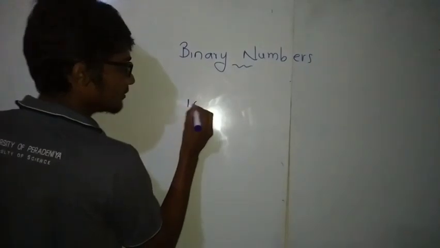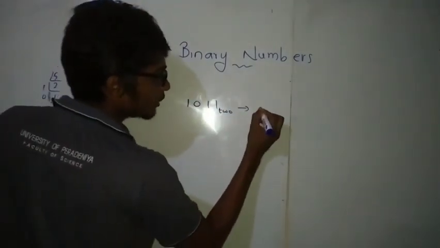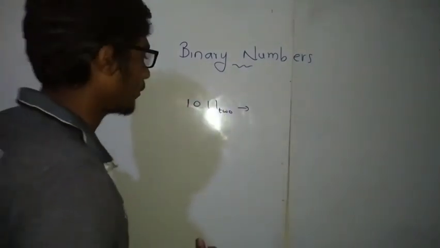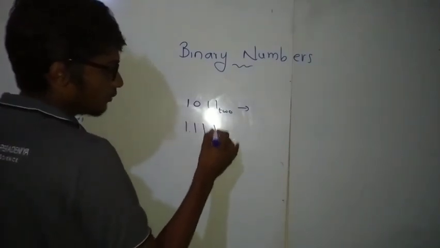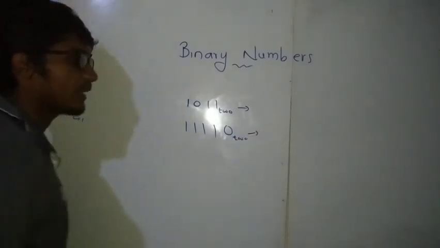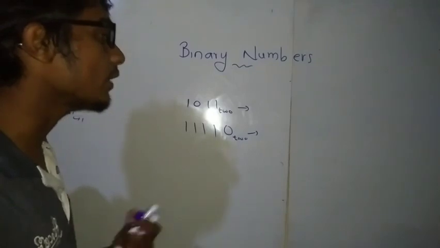We will say 1 0 1 1. We need to find this binary in decimals. What is the decimal number represented by this 1 0 1 1? And we will say 1 1 1 1 0 over here, right? So what is the decimal number represented by these two numbers? This is what we are going to learn now.